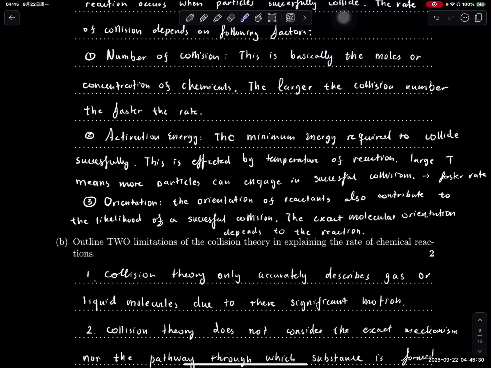And activation energy as well. Define it: the minimum energy required to collide successfully. This is affected by the temperature of the reaction, and larger temperature means more particles can engage in a successful collision, leading to a faster rate. Orientation is that the orientation of the reactants also contributes to the likelihood of a successful collision. The exact molecular orientation depends on the reaction.